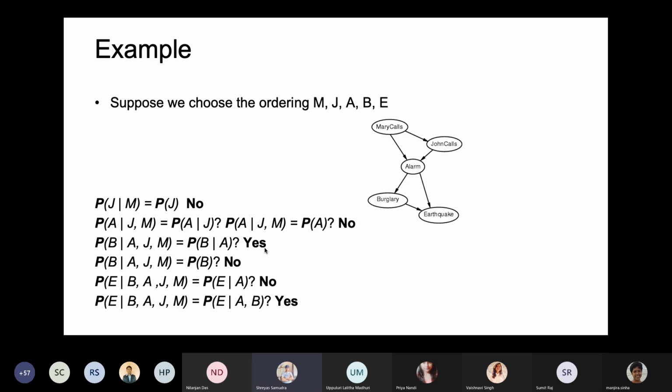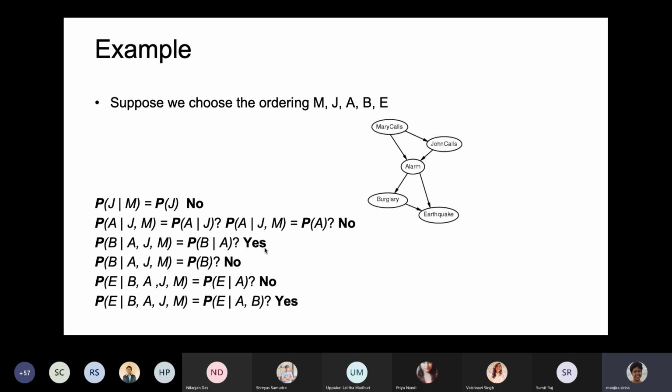Okay. So what does that mean? Can you explain that? And in the denominator also, A is independent of J intersection M. So how do I interpret this? No, no. See, A is not independent of J intersection M.